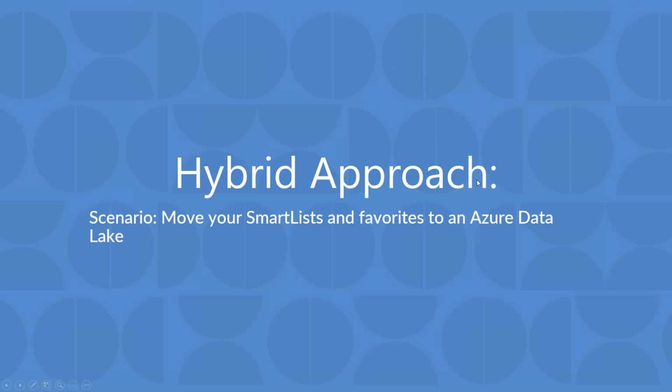Okay, I want to talk about a different approach. This is built into PopDoc. The beautiful part about this is when you have PopDoc, you don't pay any extra for it. This is a powerful tool that's in there. And what am I talking about when we say the hybrid approach from PopDoc? Well, this allows us to move our SmartLists and our favorites to the Azure data lake. So that's what we're going to talk about in this first scenario, that we have the capability of doing that.